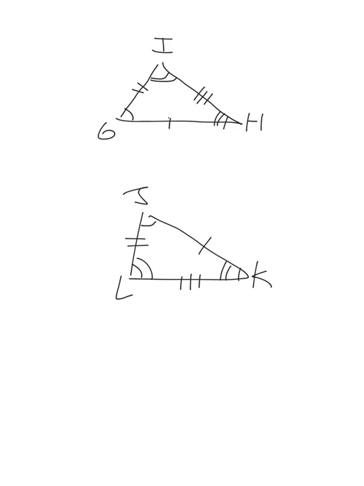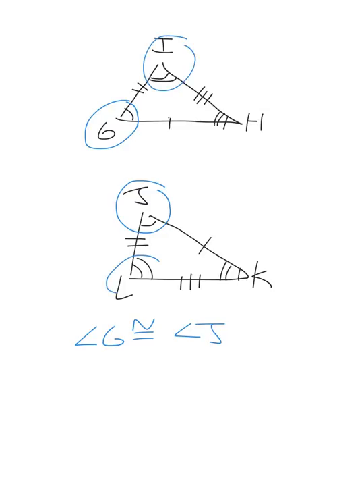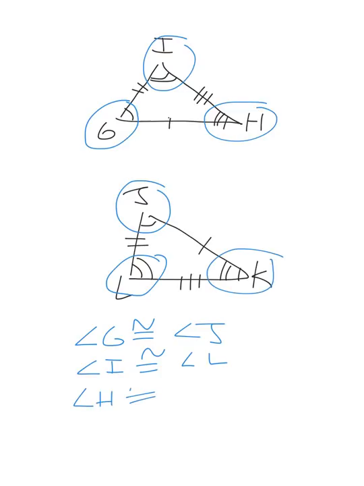So I'm going to go here to new paper, and I'm going to do the same thing that I did on the other figure. I'm going to look at tick marks. So I'm going to start with G. G has one tick mark, as does J. So angle G is congruent to angle J. I has two tick marks, as does L. So angle I is congruent to angle L. H has three tick marks, as does K. So angle H is congruent to angle K.